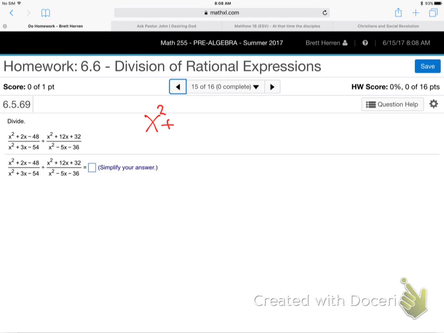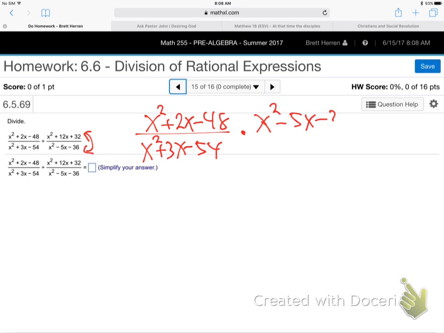So x squared plus 2x minus 48 over x squared plus 3x minus 4. I'm just going to flip the one on the right now, change to times. So x squared minus 5x minus 36 on the top, x squared plus 12x plus 32 on the bottom. Okay, so that's like 4 factoring problems, isn't it? So I'll give you a second. Go ahead and factor ahead of you with the factoring thing here.